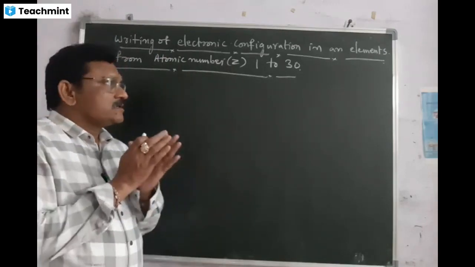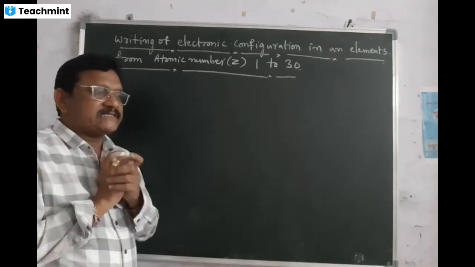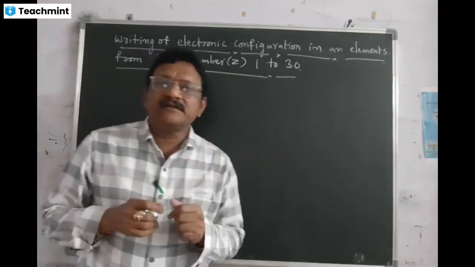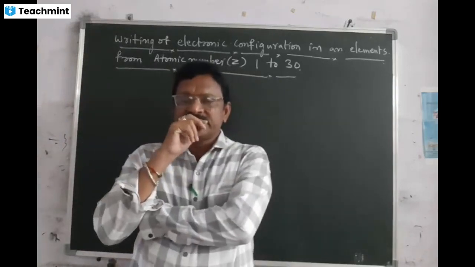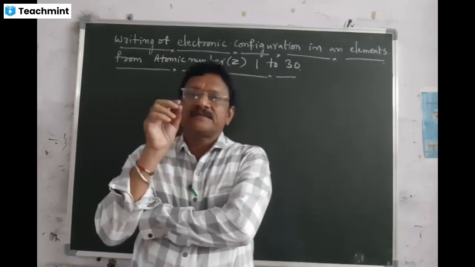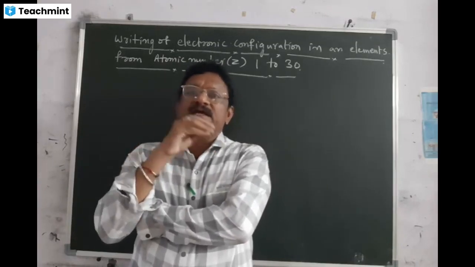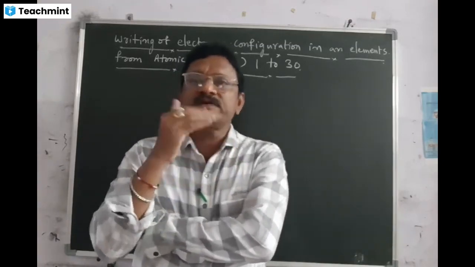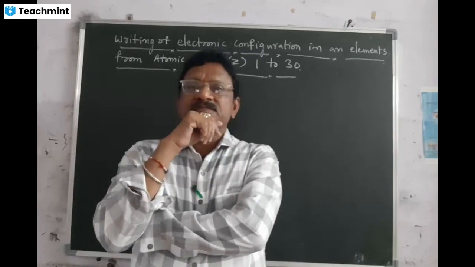Okay, to understand this concept, we need some basic knowledge. Yesterday I explained electronic configuration. So what do you mean by electronic configuration? Electronic configuration means the arrangement of electrons in different orbitals from lower energy to higher energy. So that is called electronic configuration.